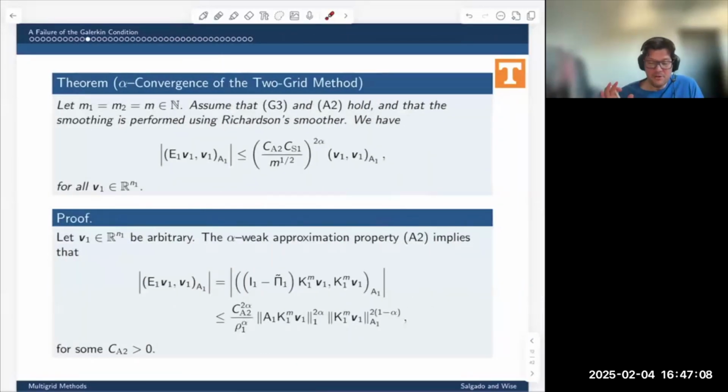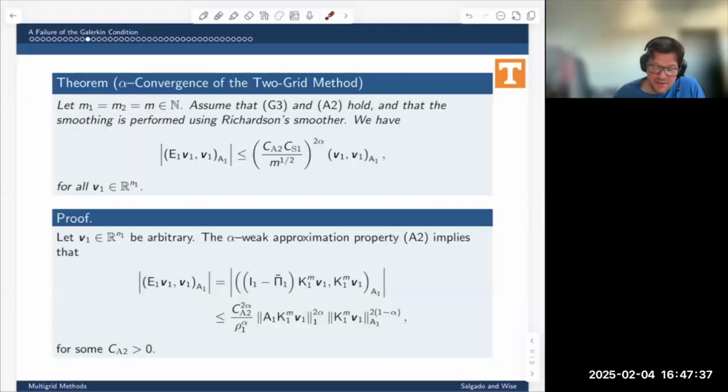Now, the first thing we're going to do, and then we'll pause after this and see if there are any questions, is prove very simply, using these two estimates put together, that we have the alpha weak convergence of the two-grid method. So here's what I mean. Suppose that I balance pre-smoothing and post-smoothing by setting both M1 and M2 equal to M.